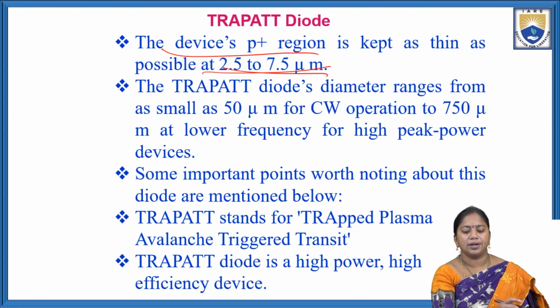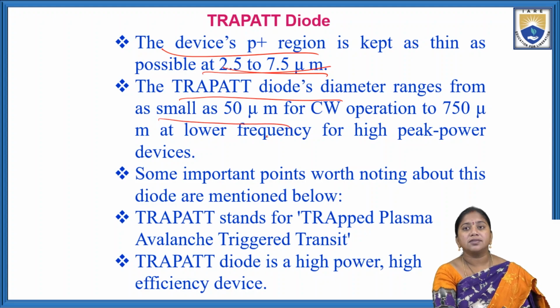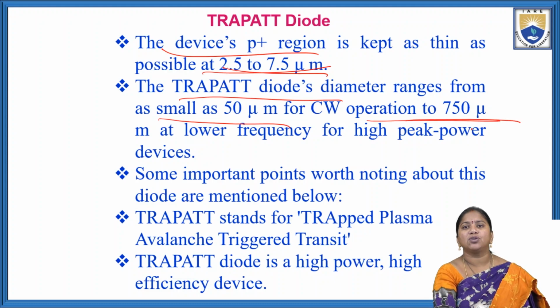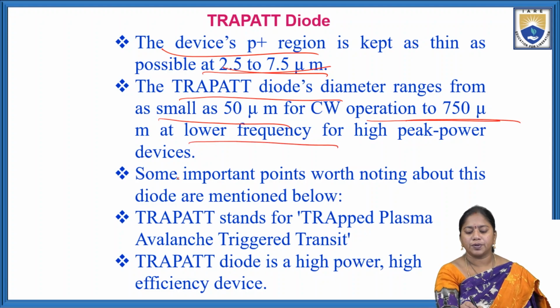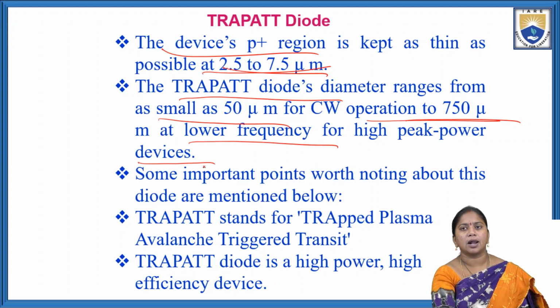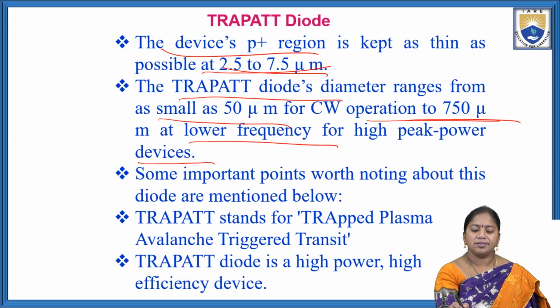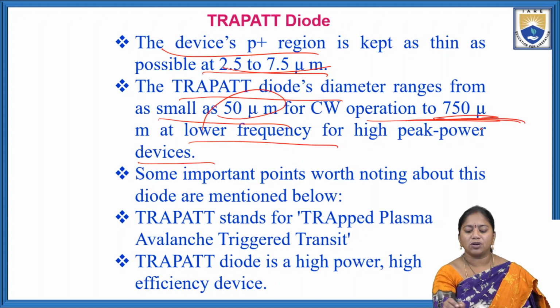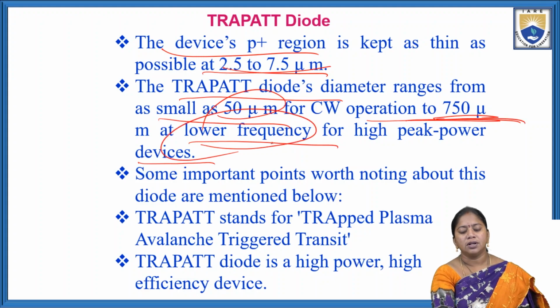The trapped diode's diameter ranges from as small as 50 micrometers for CW operation to 750 micrometers at low frequency operation for high peak power devices. So the diameter ranges between 50 micrometers and 750 micrometers.